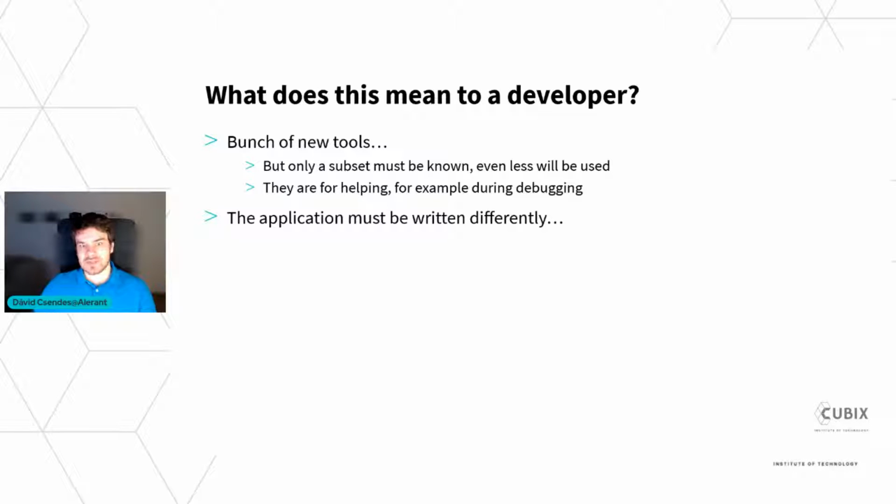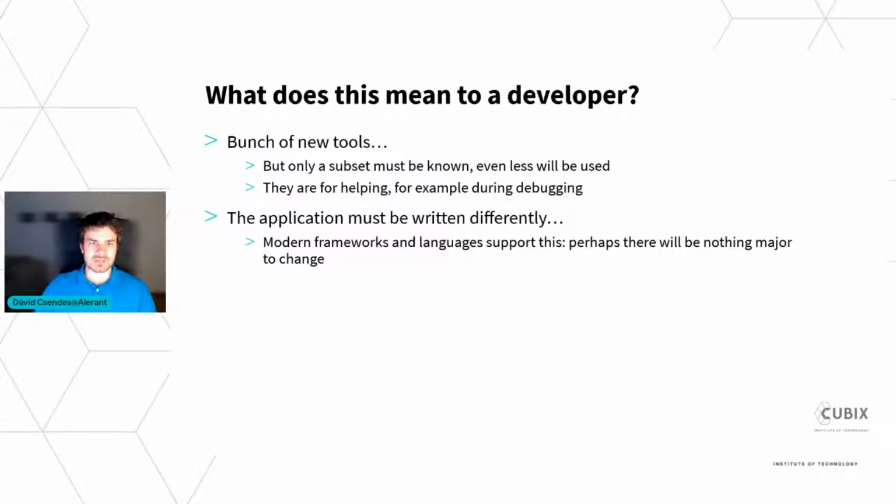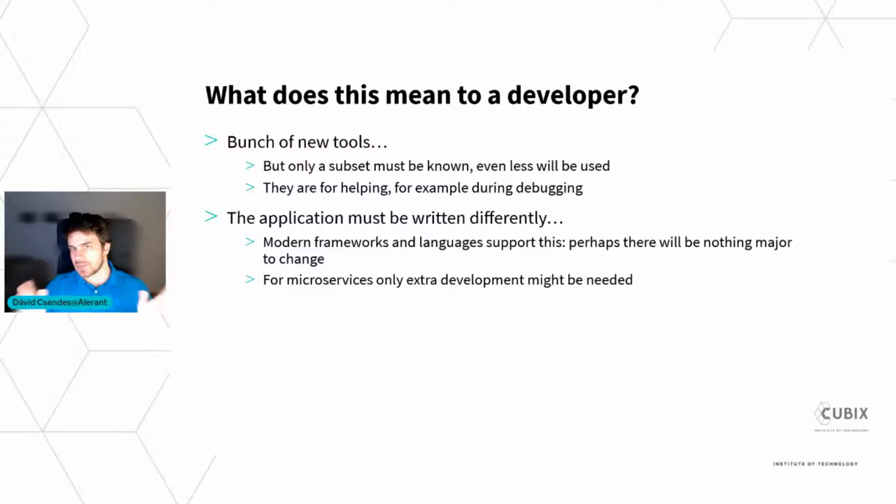Now, the applications must be written differently because we are going to the cloud. So if we think about cloud native, we should design our application to run in the cloud. But modern frameworks and languages absolutely support this kind of application writing. So if we work with them, probably there are no major things to change. And for example, if we already develop microservices, we don't have to modify anything. We only have to put in some extra development, but our application is otherwise fine.